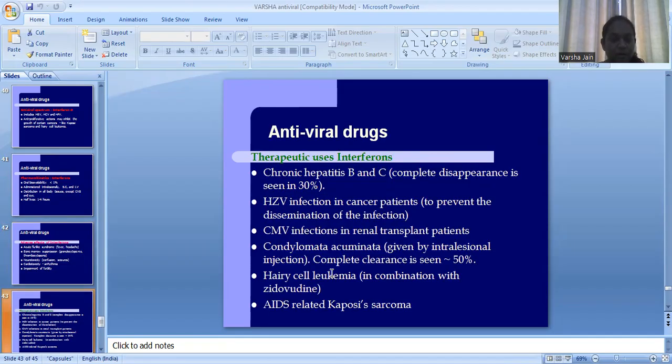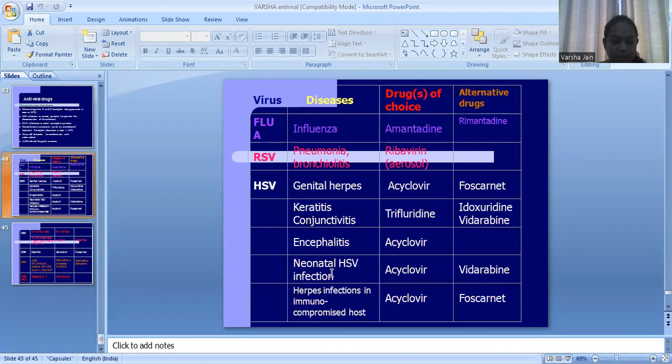Therapeutic uses of interferons: treatment of chronic hepatitis B and C, where complete disappearance is seen in 30%. HSV infections in cancer patients to prevent the dissemination of the infection. CMV infections in renal transplant patients. Condylomata acuminata, given by intralesional injections, where complete clearance is seen in 50%. Hairy cell leukemia in combination with zidovudine. AIDS-related Kaposi sarcoma.